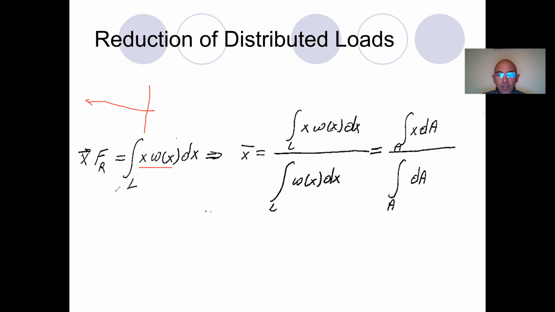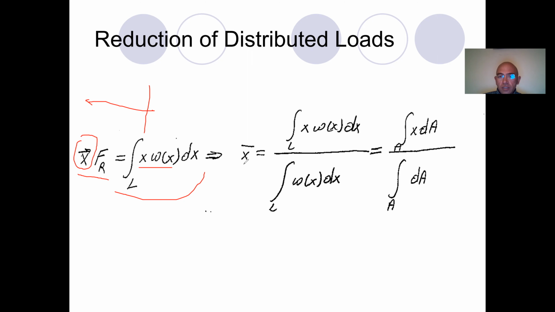If I sum up all the moments, it has to be equal to the moment generated by the resultant force. As I know Fr, I already calculated the Fr, the resultant force, which is equivalent to the distributed load, I only need to determine the x bar.